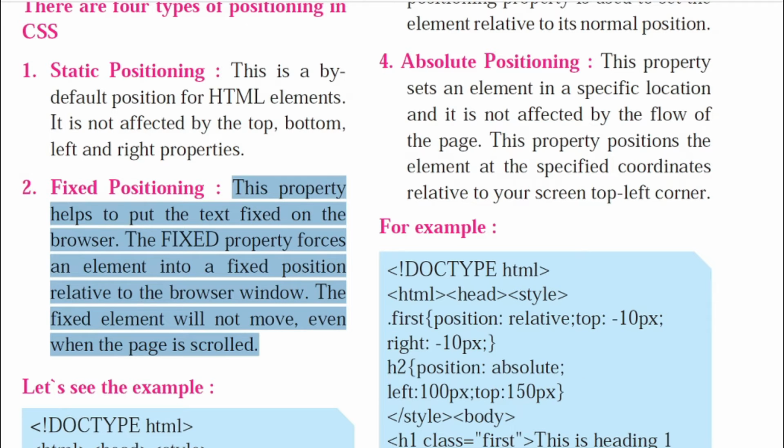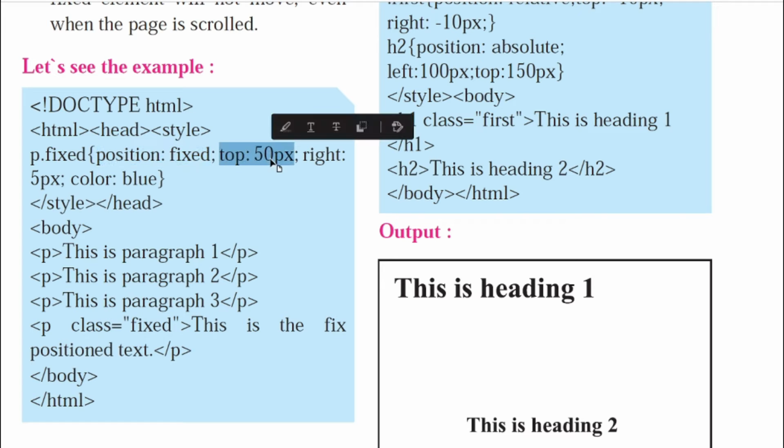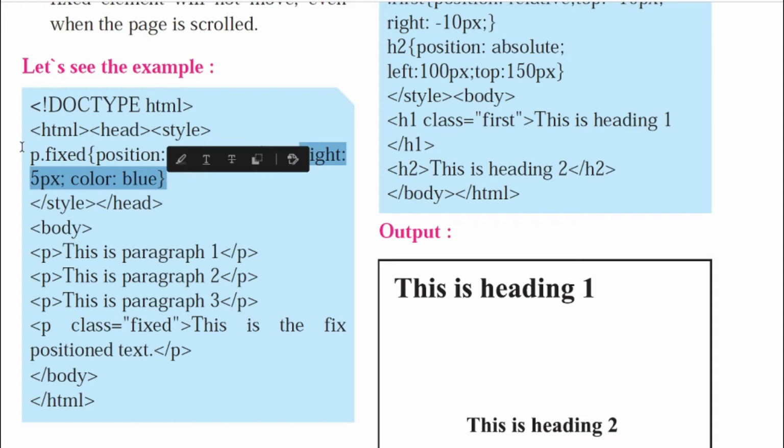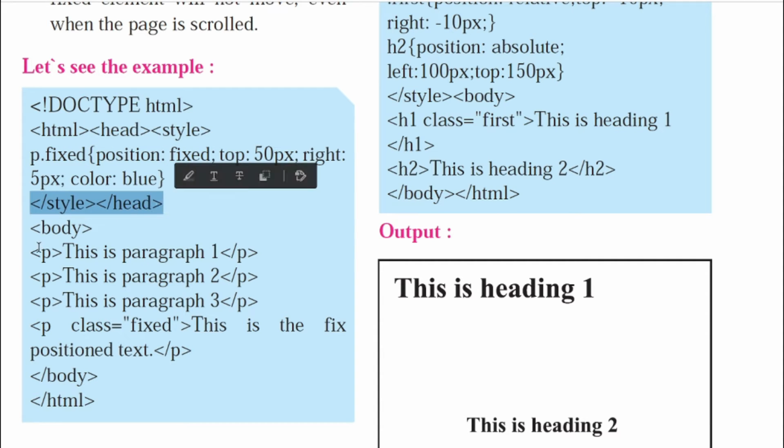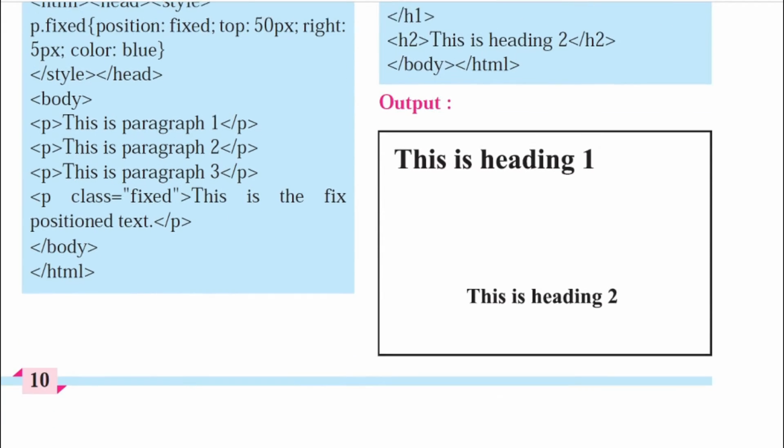Let us see a particular example for it, my dear students. Here is the example which applies fixed position to a paragraph. Here the position is fixed from top, that is 50 pixels, from right 5 pixels, and the color for the paragraph is blue. So in this way you can apply CSS positioning to particular elements. Let us see how the output looks like. When we close style, we close head, we are putting in three paragraphs, paragraph 1, paragraph 2 and paragraph 3. In the P we are using class equal to fixed. Let us see the output and understand how exactly this positioning works.